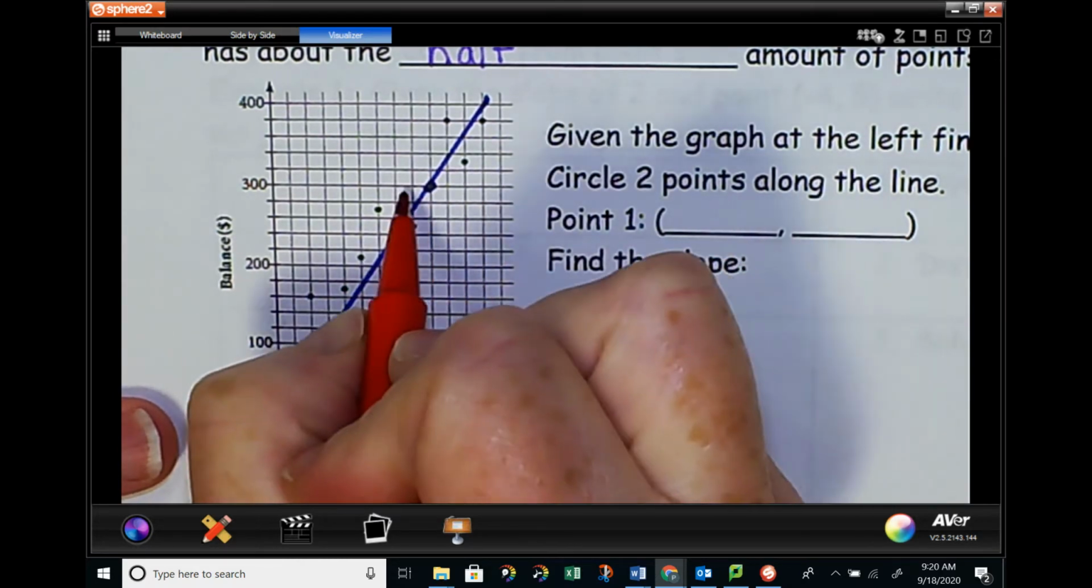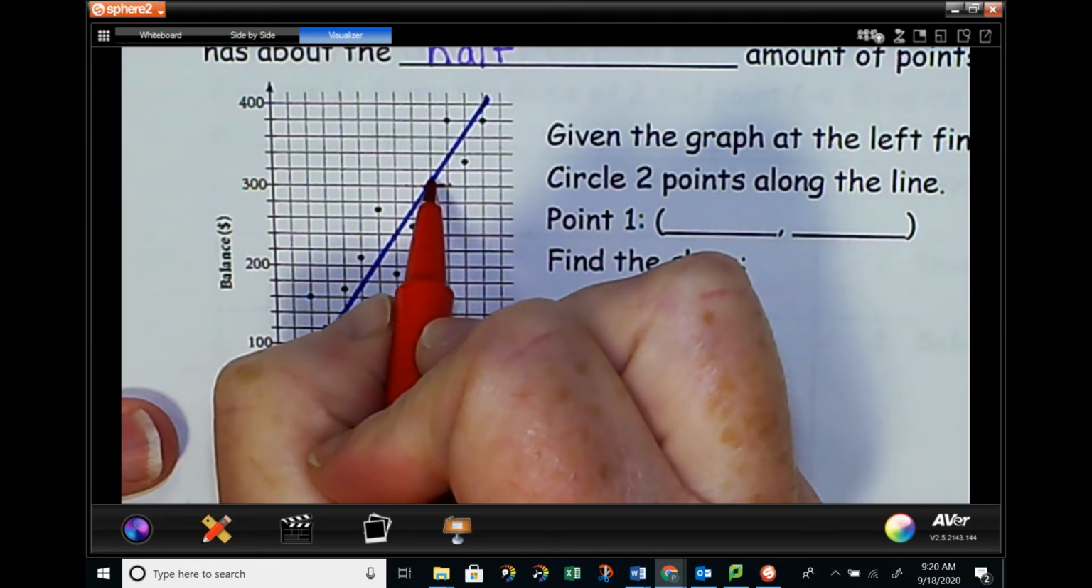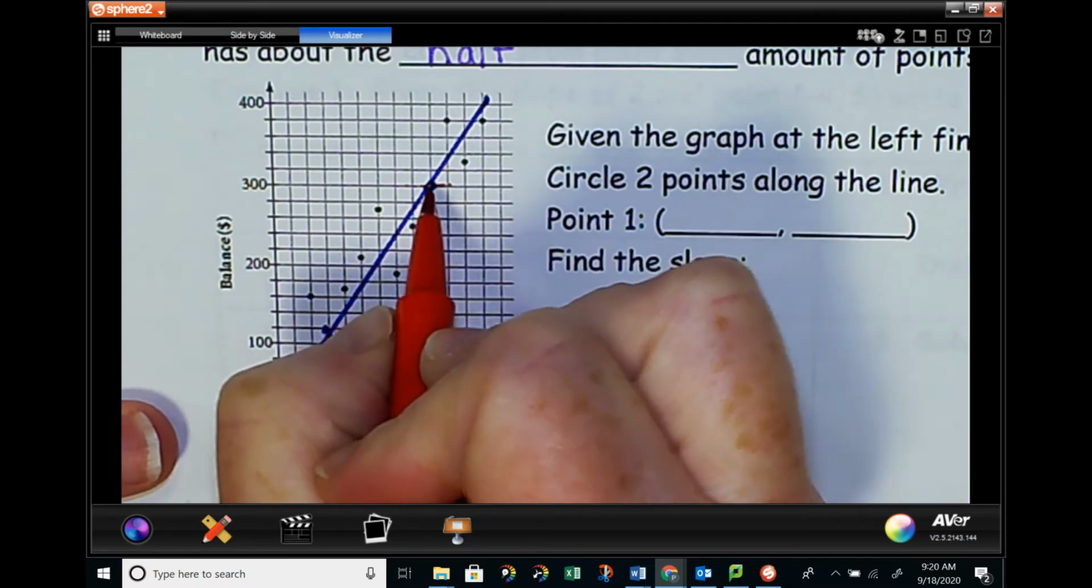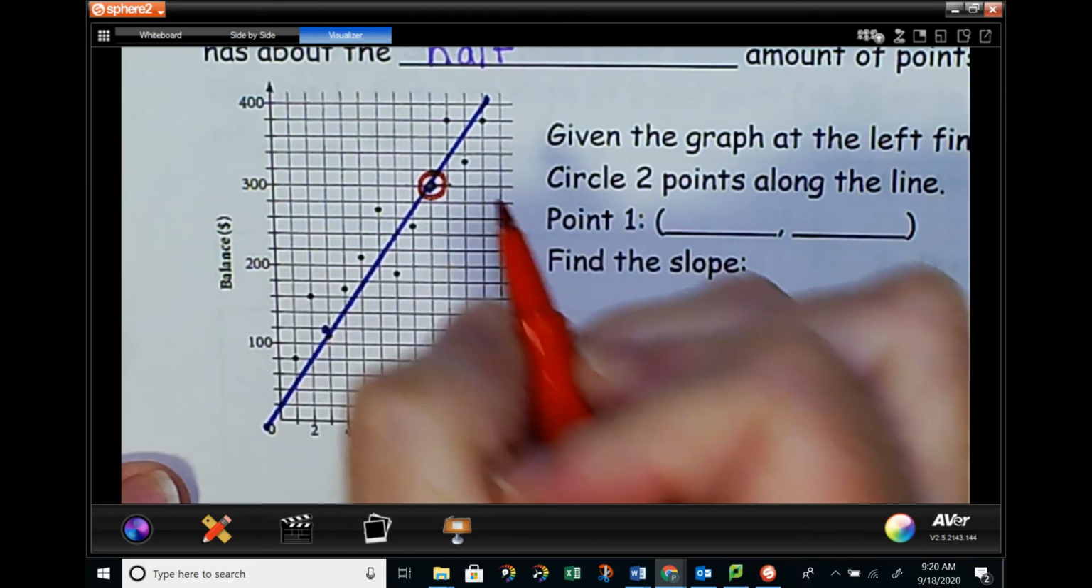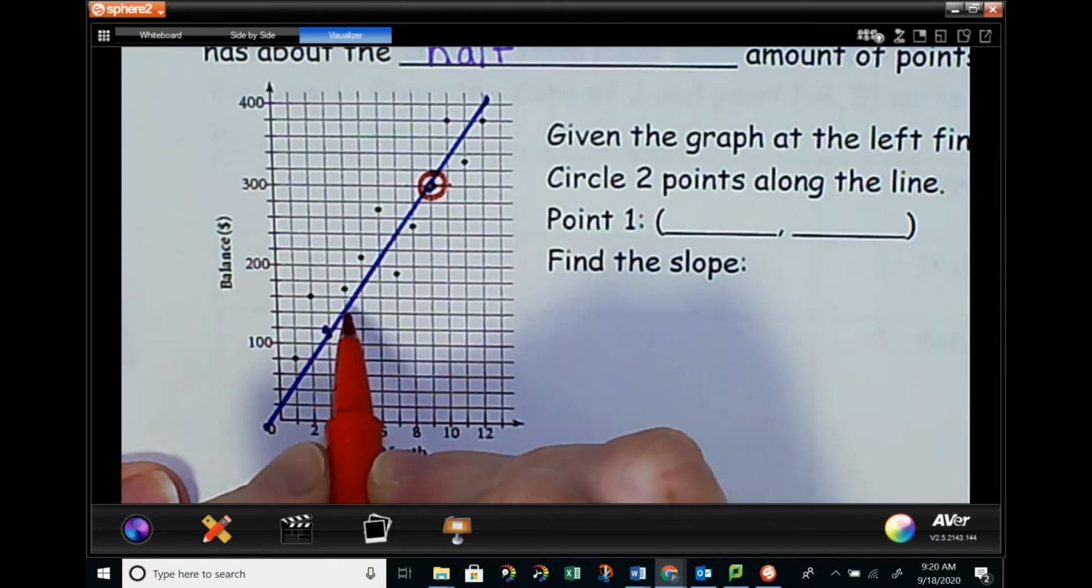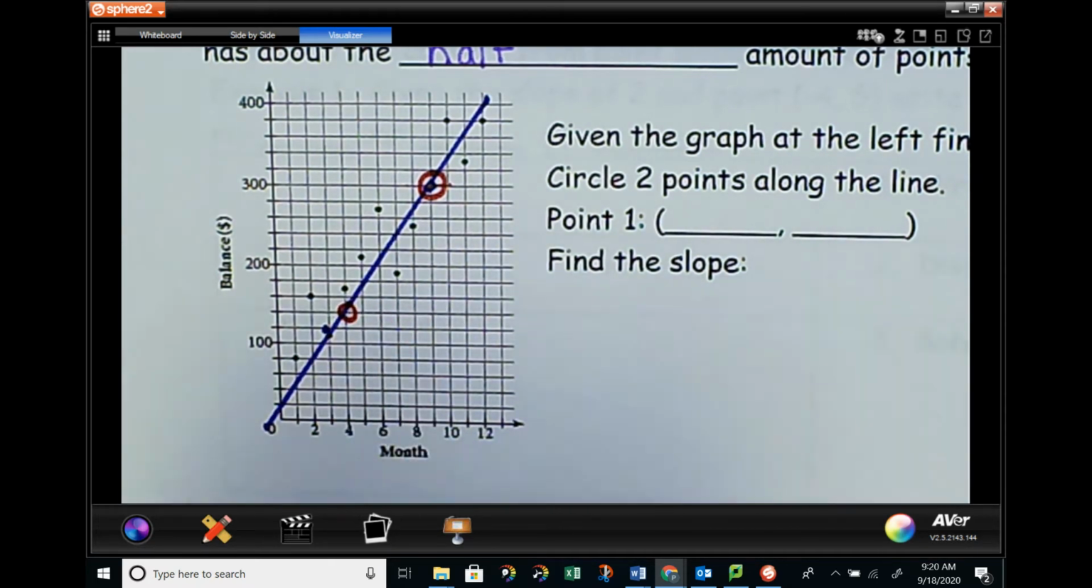When I look at this, I call these little tick marks on your graph. I'm going to circle that one, and then find another one that's on there. Notice that those probably are not the original dots. That's okay, and it doesn't matter which point is first and which point is last.